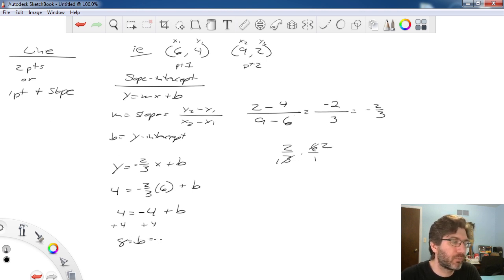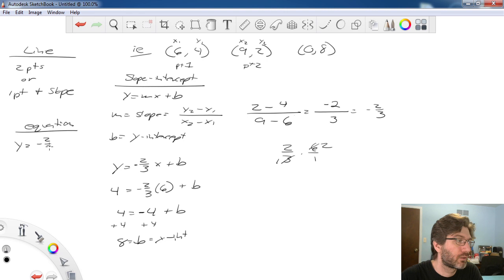So now we know our y-intercept. And again, this is where your graph is going to cross your y-axis. It's going to be at point 0, 8. So again, we know another point now, which is 0, 8. That's our y-intercept. And we're just going to write it in the form of y equals mx plus b. So our equation for this is y equals negative 2/3 x plus 8. So there's the equation of the line.